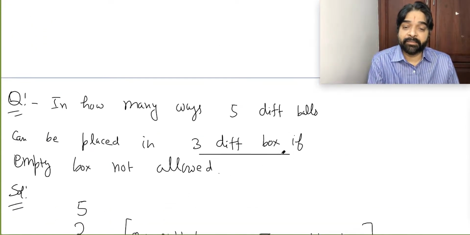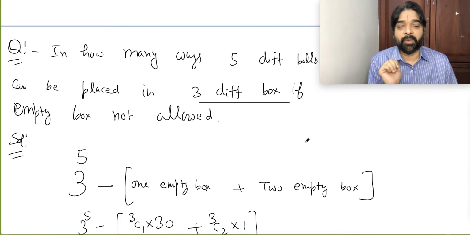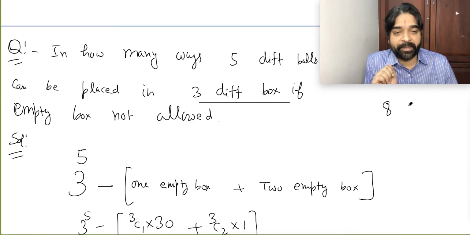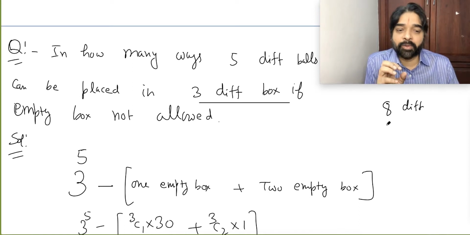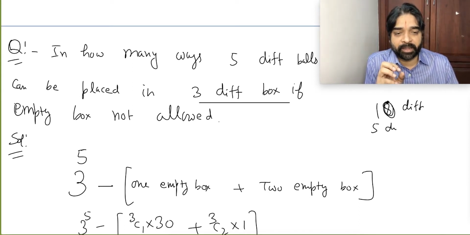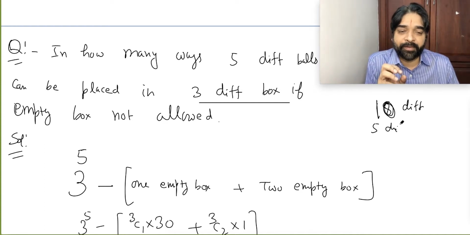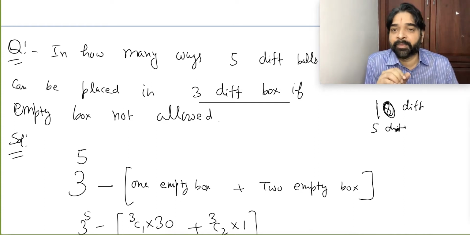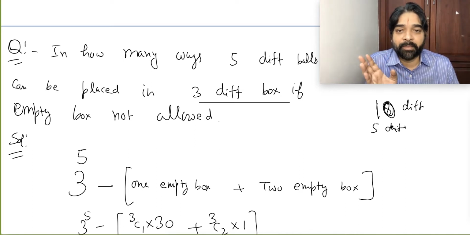But imagine, here is a problem. What problem? Suppose I say 10 different balls are there and I want to arrange them into 5 different groups, with no empty group. It will take you at least 20 minutes to solve this question. Can you imagine what is the situation?